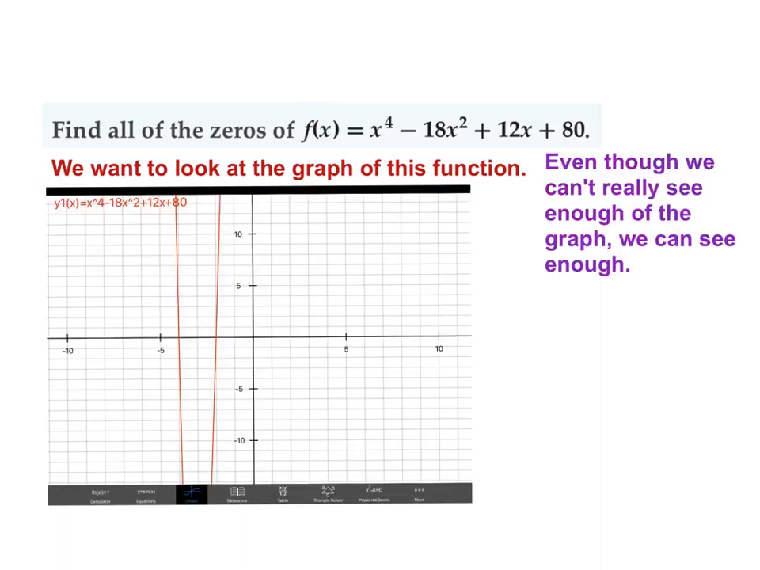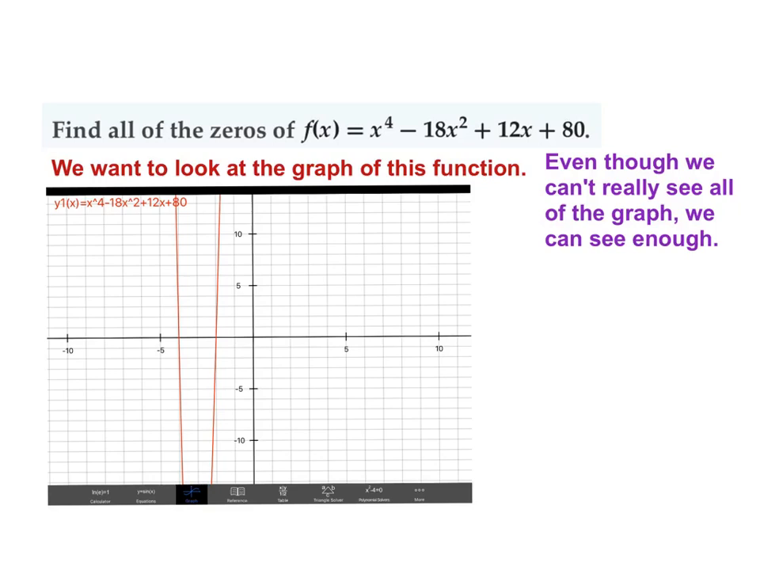Something that looks like this. Now notice what I have all the way over to the right. I said we can't see enough of the graph. Even though we can't really see all of the graph is what that should say. Let's fix that. There, that's better. Even though we can't really see all of the graph, we can see enough.